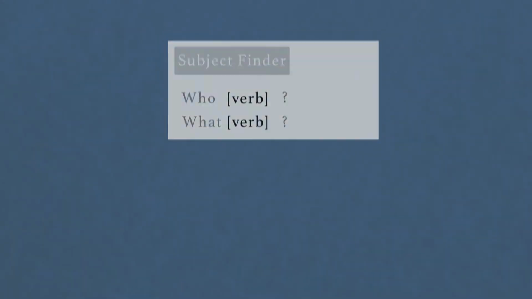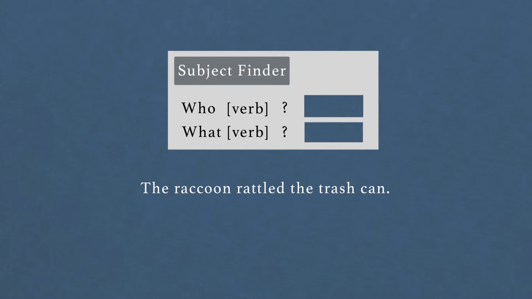Now, let me also mention that one of the best features of the subject finder is that it can help you discover if you have mistakenly identified the verb. So let's go back to our sentence, the raccoon rattled the trash can. If for some reason you mistakenly said that can was the verb, you'll see your problem once you apply the subject finder. Who can? Well, nobody can, because that's not what that sentence is about, right? And so that subject finder surprisingly helps you identify when you've made a mistake with your verb finder.